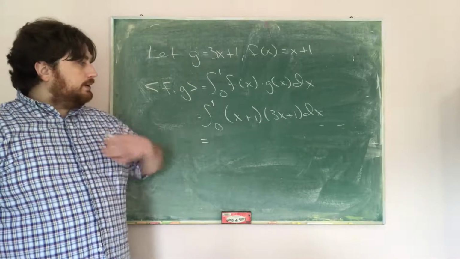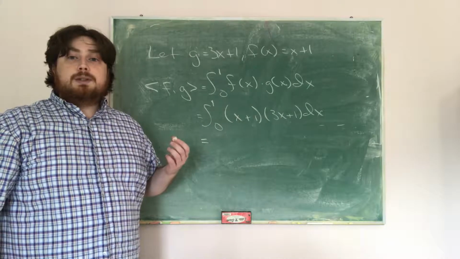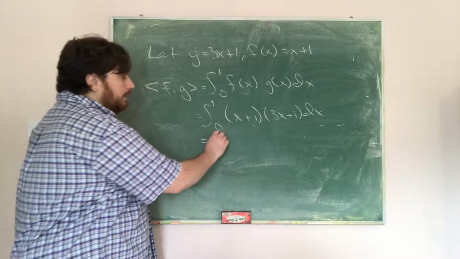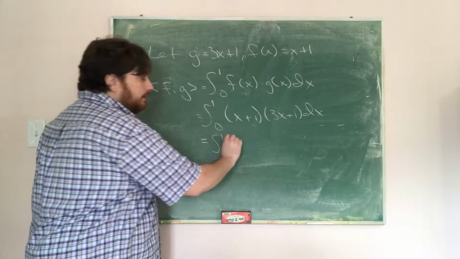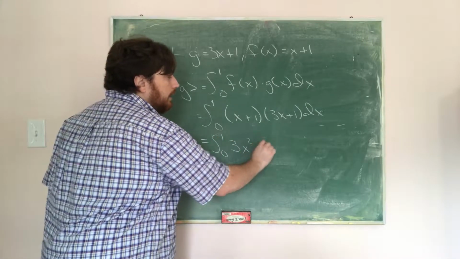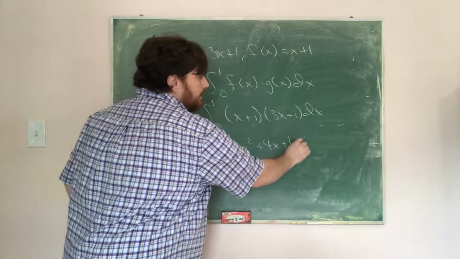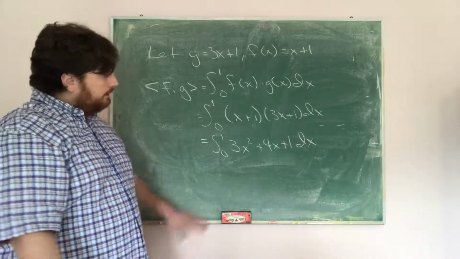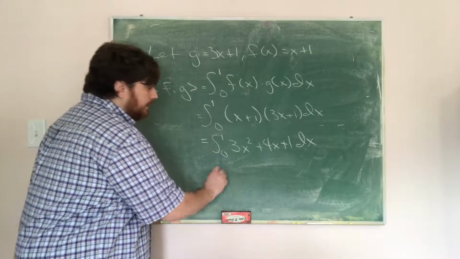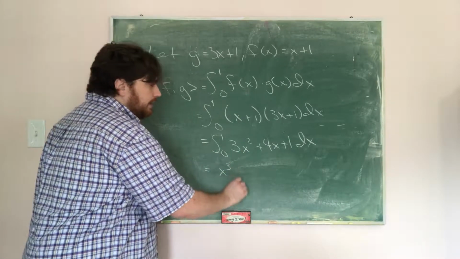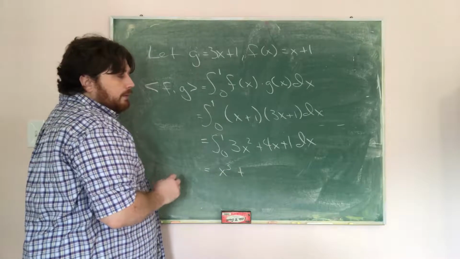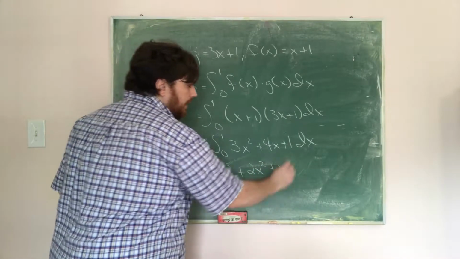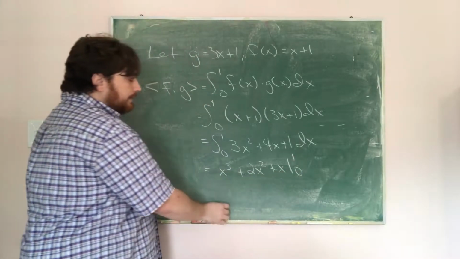Now if we go back to our integration techniques, the easiest way to do this is going to be to simplify. So I'm going to distribute out these terms, and I'm going to get the integral from 0 to 1 of 3x squared plus 4x plus 1 dx. So now I just need an antiderivative. So the antiderivative of 3x squared is x cubed, and the antiderivative of 4x is 2x squared, with the antiderivative of 1 being x. So I evaluate from 0 to 1.